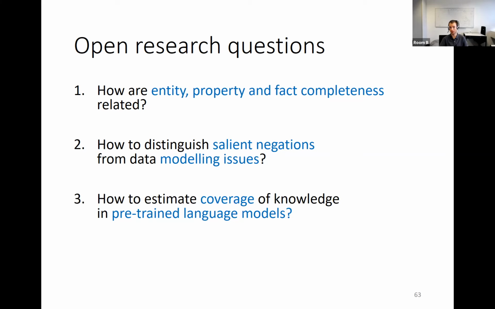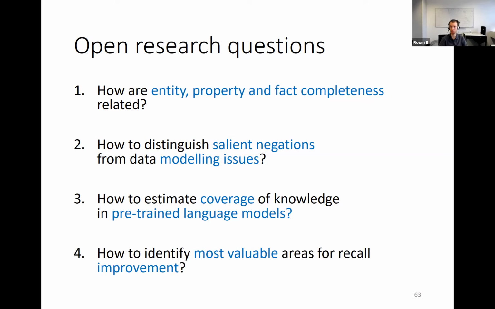A recent topic of much interest is pre-trained language models and knowledge extraction from them. We haven't seen yet good work that estimates the coverage of how much knowledge is in pre-trained language models and where they should not be used to extract knowledge. And cost-benefit techniques to identify the most valuable areas for recall improvement are also an interesting topic for future research.